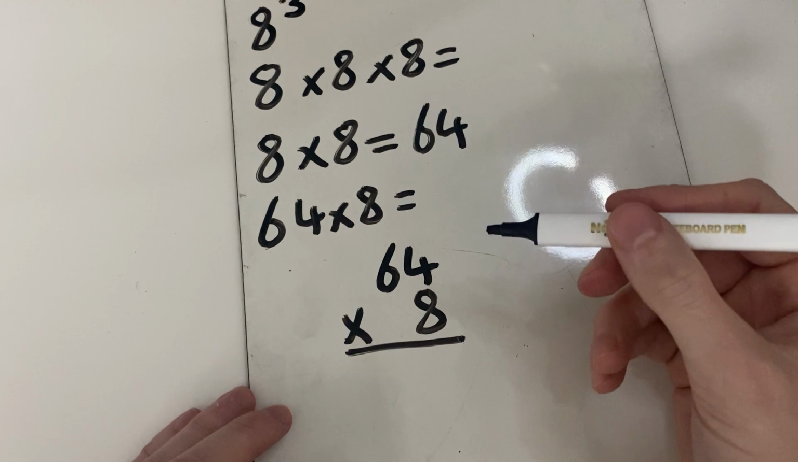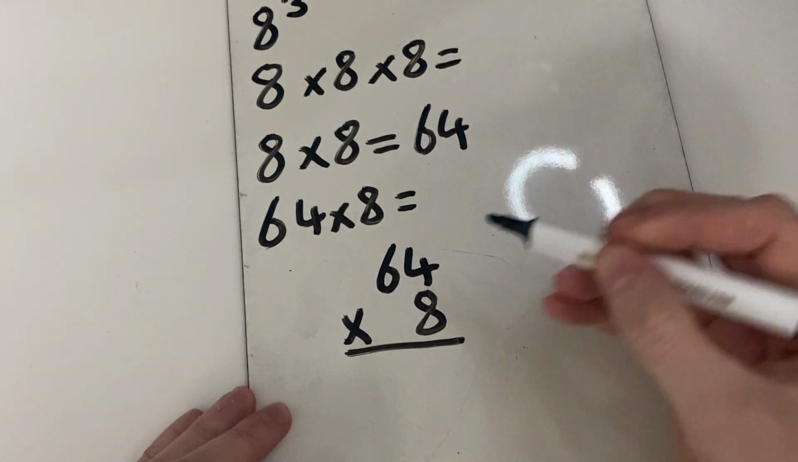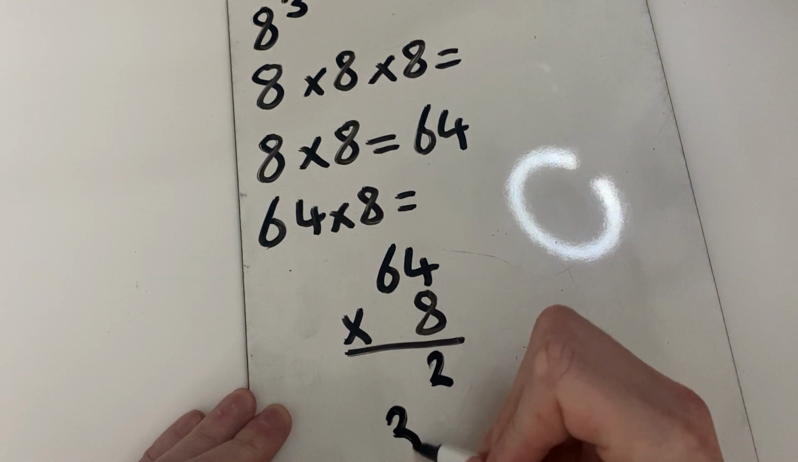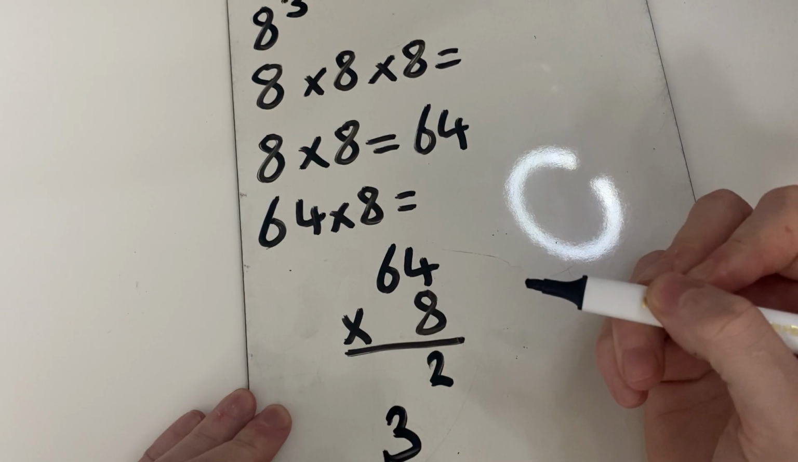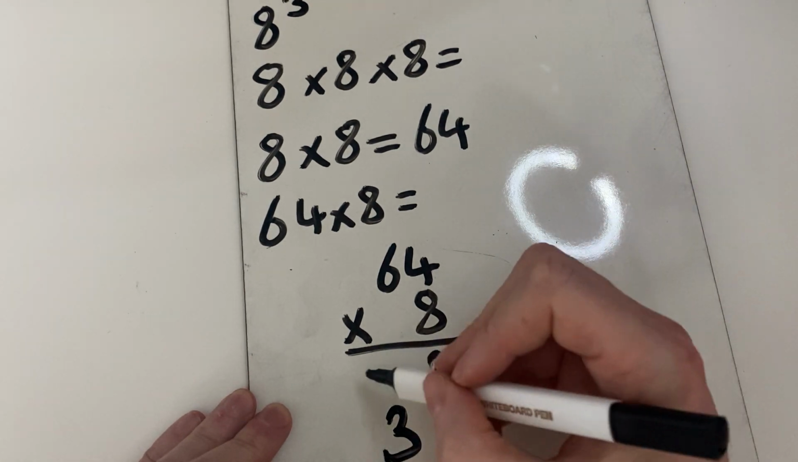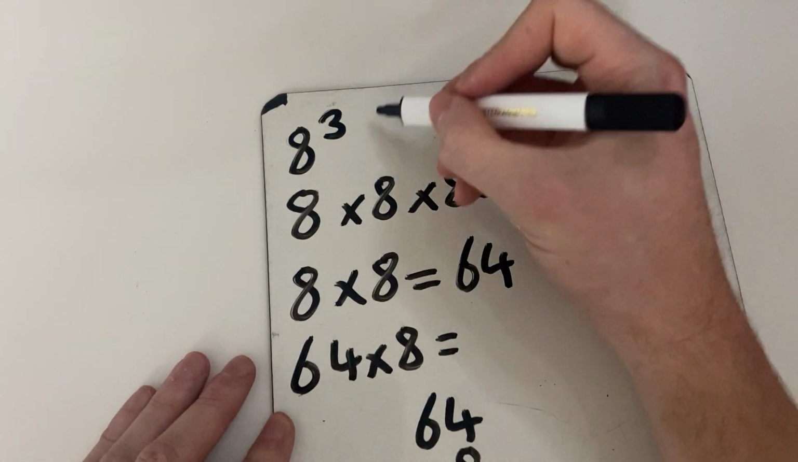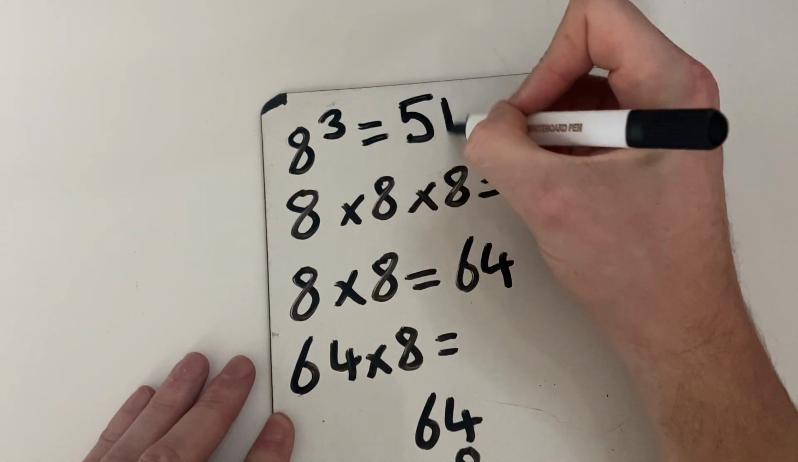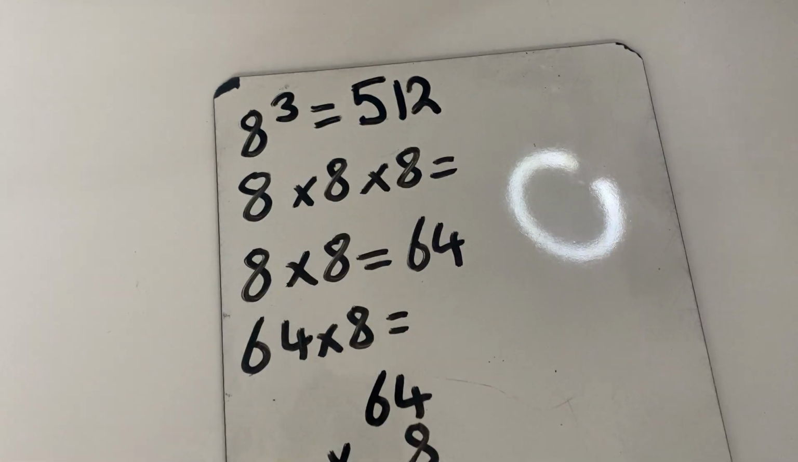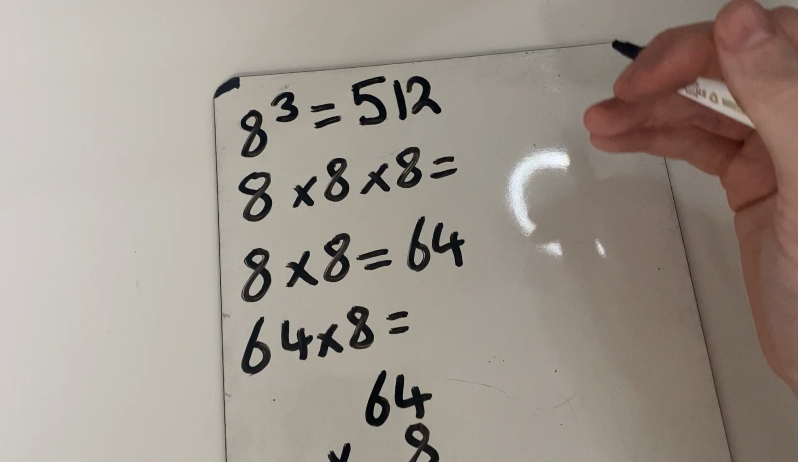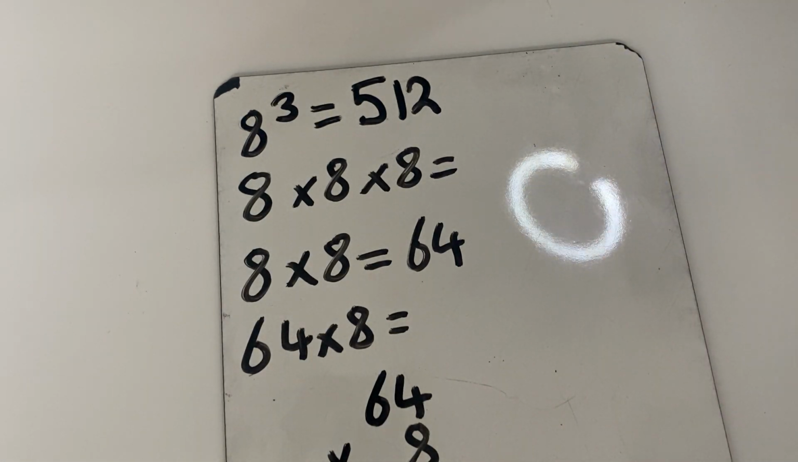Because it's a bit like times tables. So 4 times 8 equals 32. 6 times 8 equals 48. Plus 3 equals 512. So 8 cubed equals 512. Now, as I said, I would get a piece of paper and work out all of them up to 12 cubed.